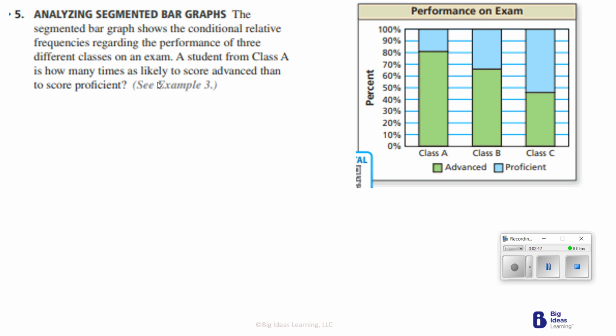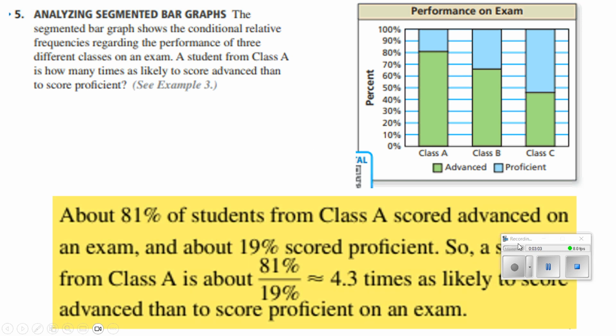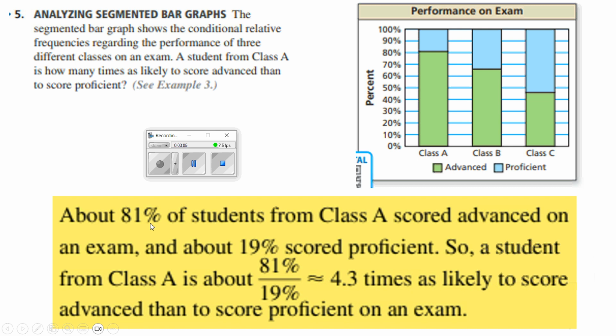And then it says is likely to score advanced than to score proficient. And advanced is green, proficient is blue. So we're talking 81 divided by 19 because 100 minus 81 would be 19. So we see that about 81% of the students from class A scored advanced on the exam, and about 19% scored proficient. So for students from class A it is about 81 divided by 19. That's about 4.3 times as likely to score advanced than to score proficient on an exam.